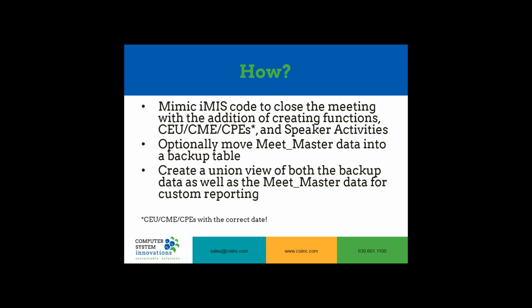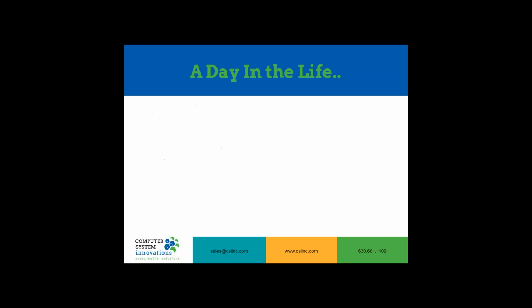And as I mentioned before, the CUs, CMEs, or CPEs, whatever you might call them, they're all with the date of the function, the end date of the function. They're not the actual day you're closing. If you do forget to put a date in on the function, it'll use the meeting end date. And if you forget that as well, I don't know if you should have a job. But anyway, if you do, then in that case, it will use the actual day of closing the meeting.